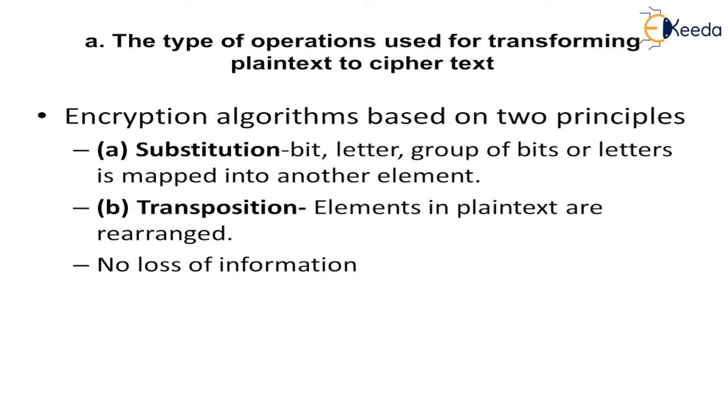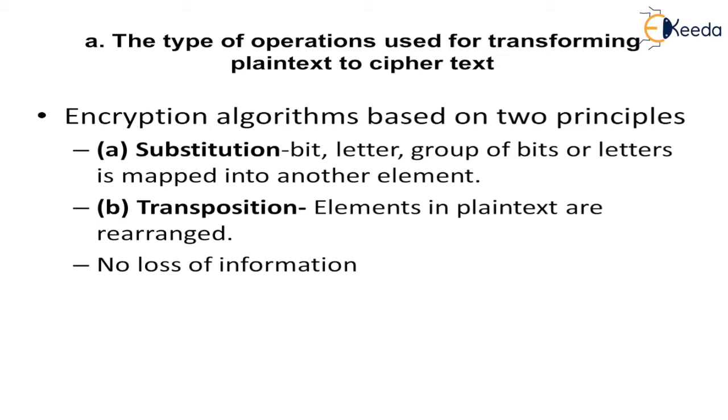First type, in which we are going to see the operations used for transforming the plain text to the ciphertext. As we have already seen the encryption process, this encryption algorithm is based on two principles. First is substitution, and second is transposition. Substitution is nothing but we replace some bits or letters, alphabets, or groups of letters or alphabets, and they are mapped into another element. Because of this, the data will become unidentified.